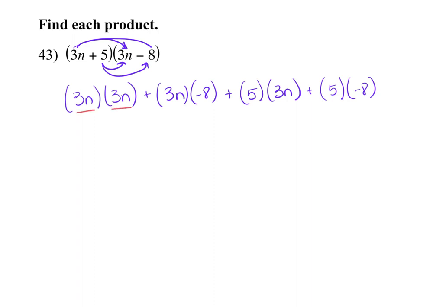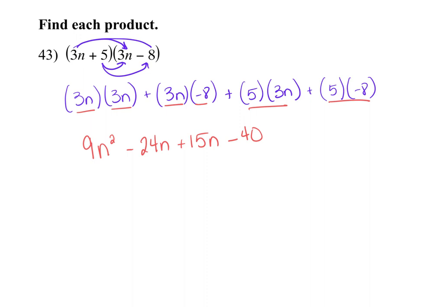3n times 3n. 3 times 3 is 9, and when you multiply like bases, the exponent goes up. N to the first times n to the first is n to the second. Positive 3n, negative 8. What's that going to be, positive or negative? It's going to be negative. Positive times a positive, 15, positive, right. And then positive times a negative gives me a negative 40.